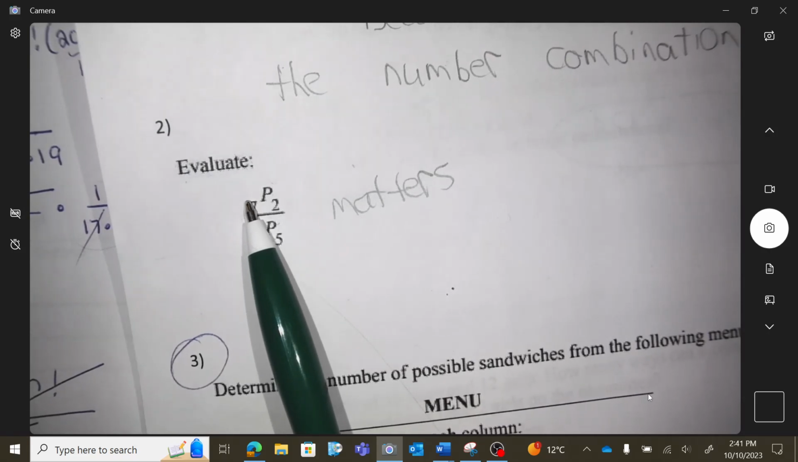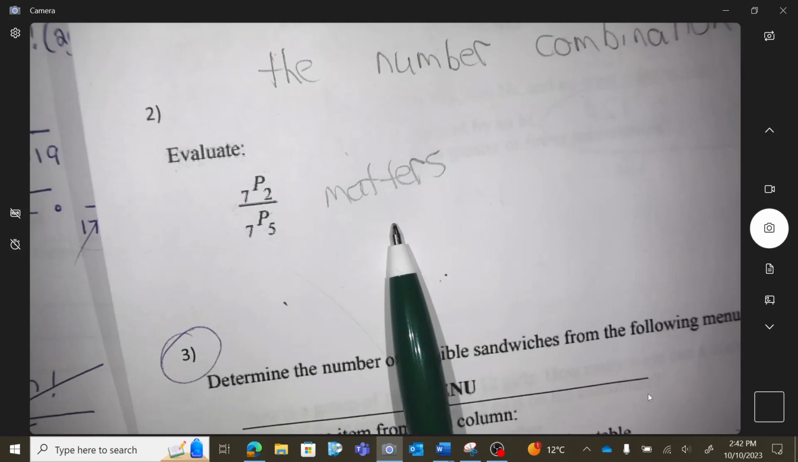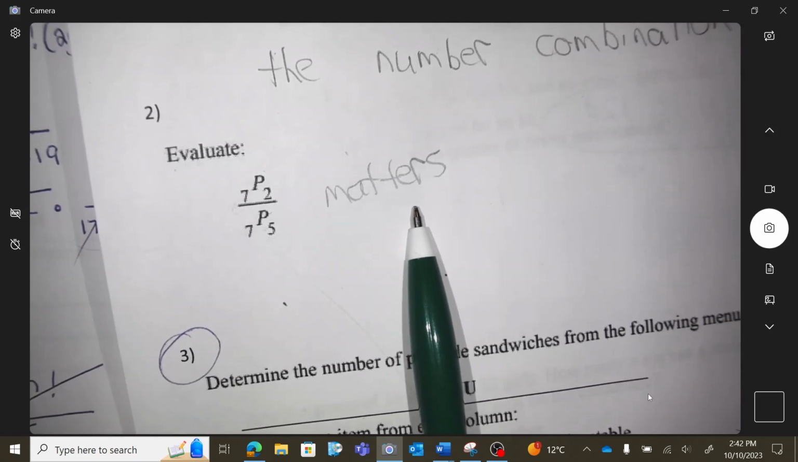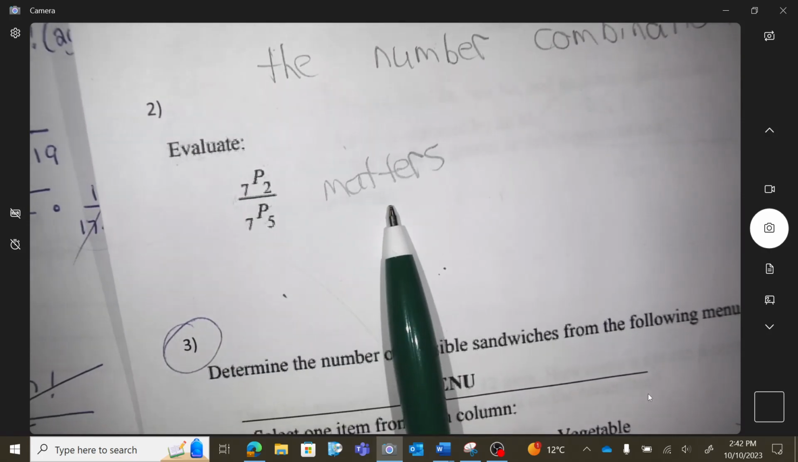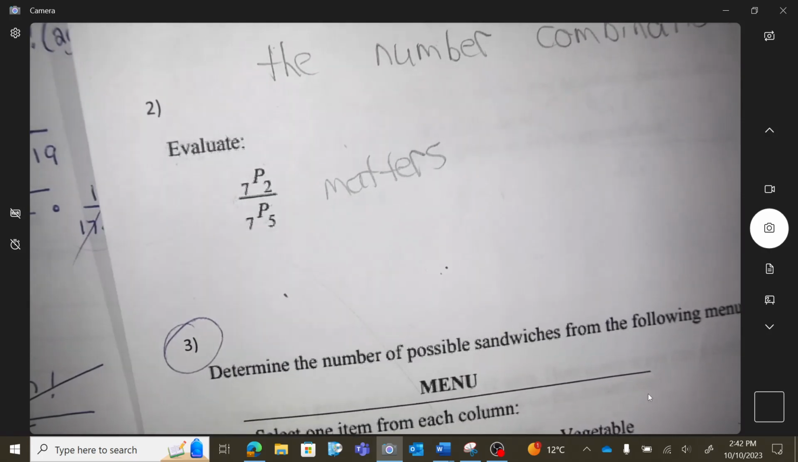Is that your writing? No. Griffin's. Wow, it looks really nice. Evaluate. That's pretty good writing. Matters. Evaluate, and you wrote matters. Exactly. Okay. Good job, Matt.